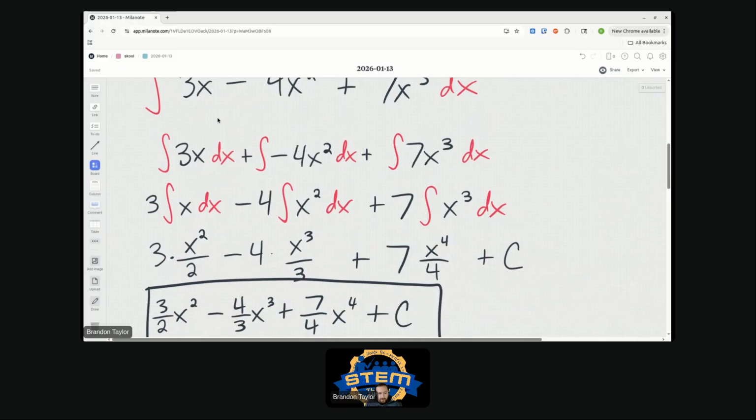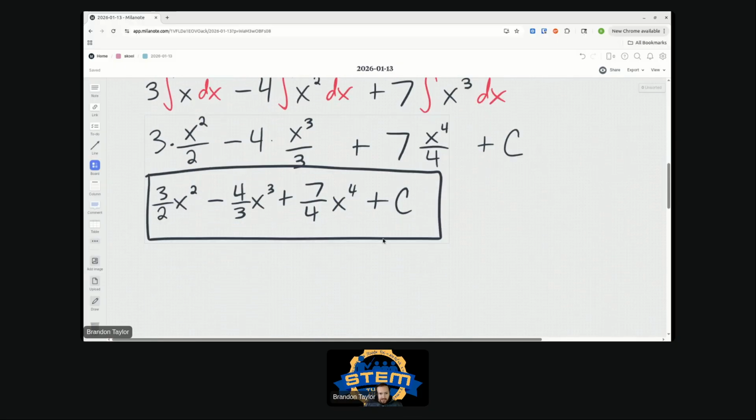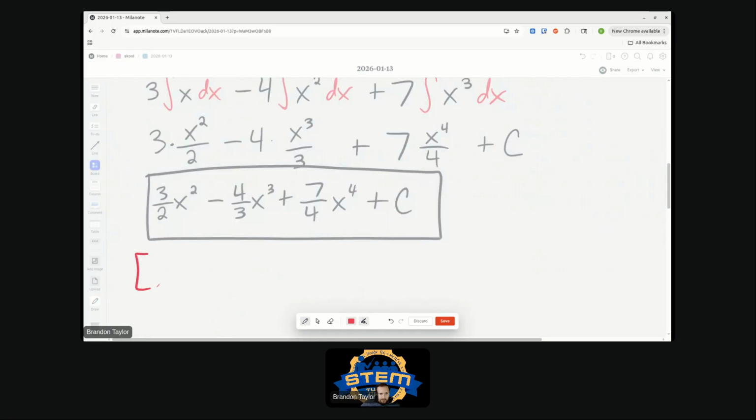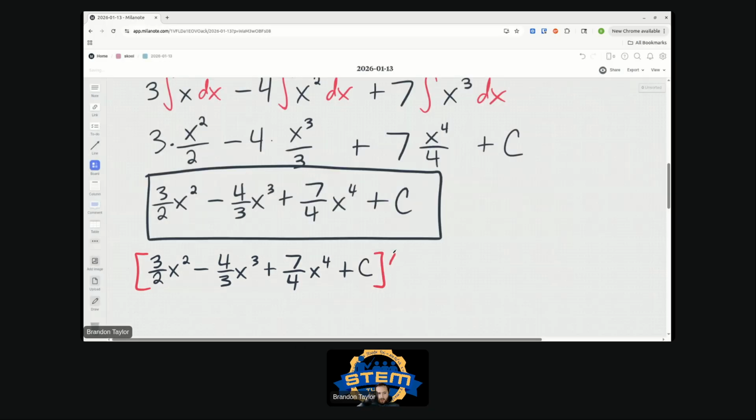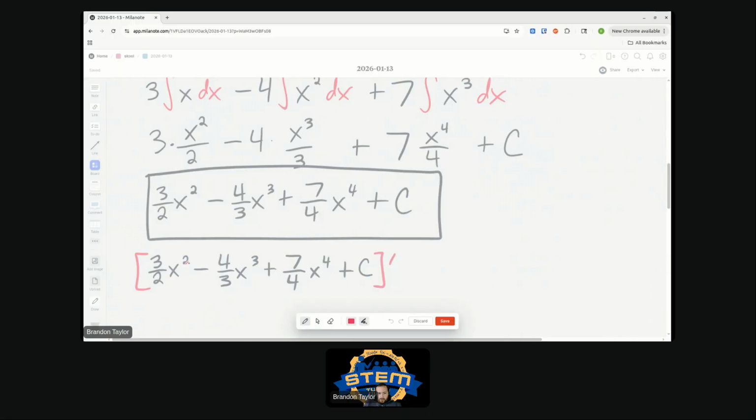And if you're not sure about that, double check it, right? If we take the derivative of this, that's how you can always double check these. Take the derivative of this. What do we get? 3 halves x squared minus 4 thirds x cubed plus 7 fourths plus c. What would that be? Well, we drop the power down to the front and then subtract 1.